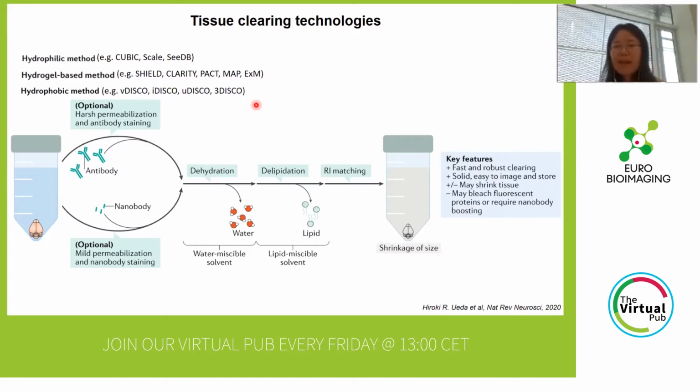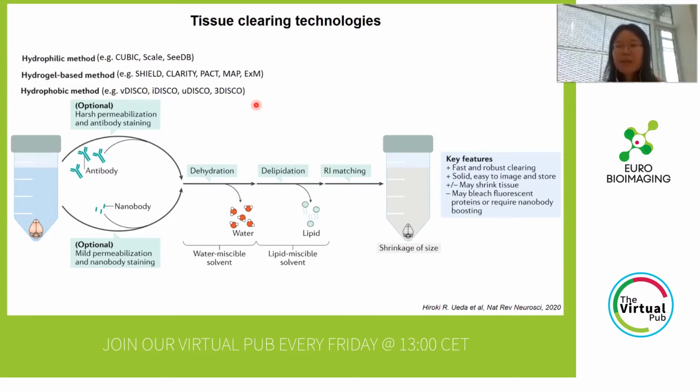So this method is very fast and robust. And also after the clearance, the sample is very solid, very easy to handle, image, and store. And of course, because of the dehydration step, the sample also shrinks. And this, we think, is much better when we are dealing with very large samples, the human organs actually.